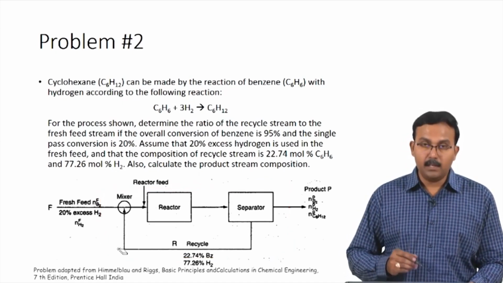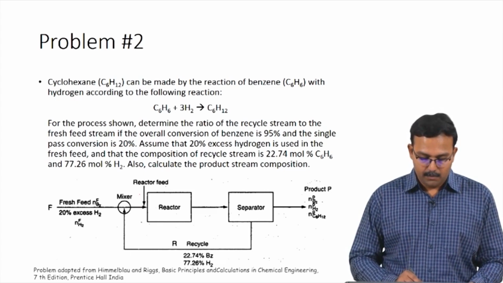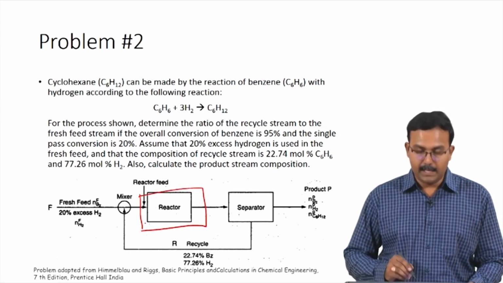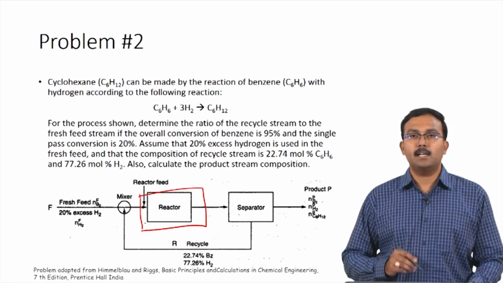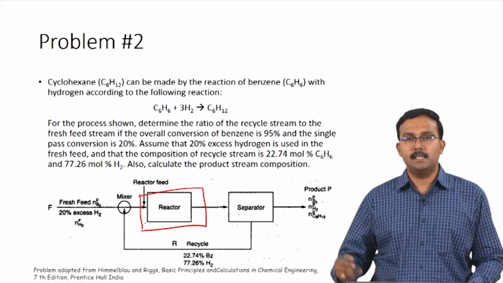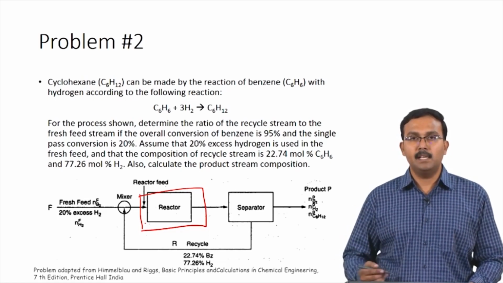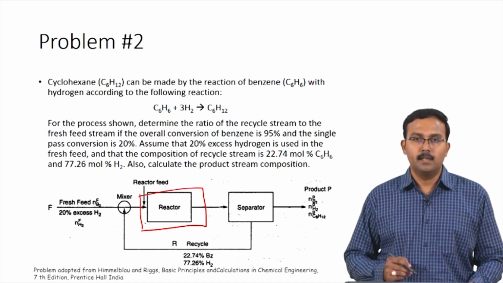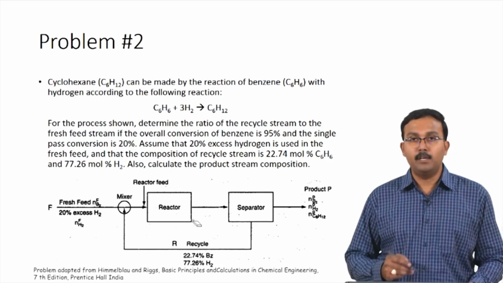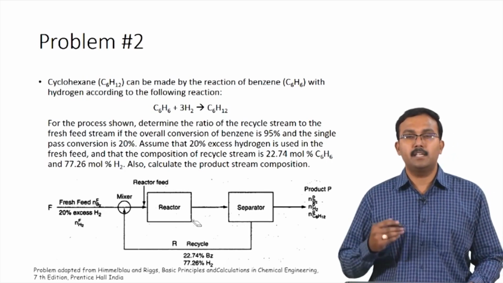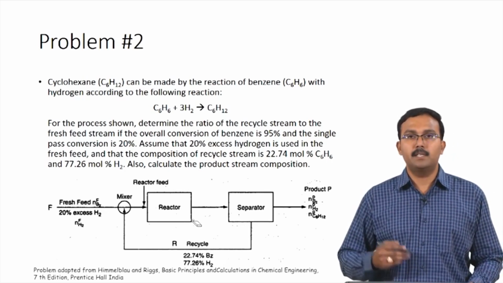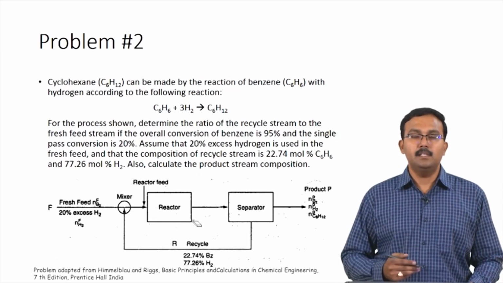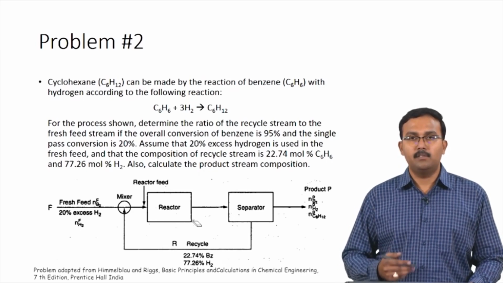If we were to calculate the single pass conversion, we would account for only the reactor, where the reactants are actually passing through the reactor only a single time. Thereby we have a single pass conversion or a once through conversion, which has also been given here. So, for this problem we have been told that the single pass conversion is 20% and the overall conversion is 95%. Using these values, let us try to solve this problem.